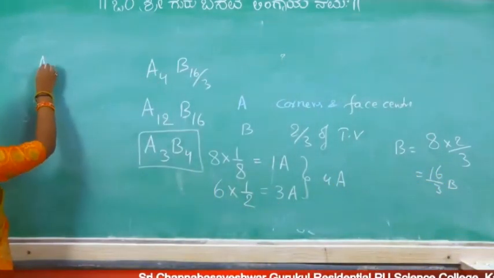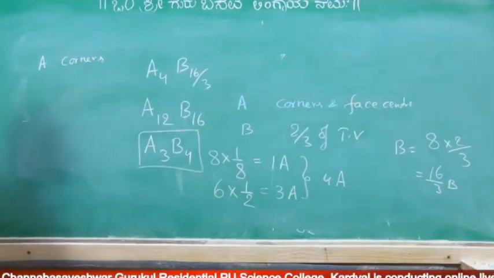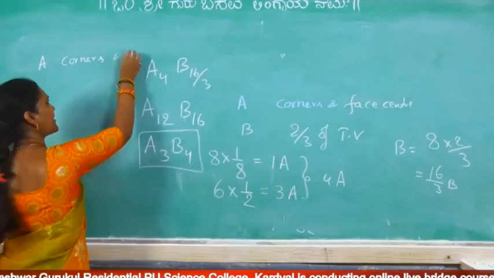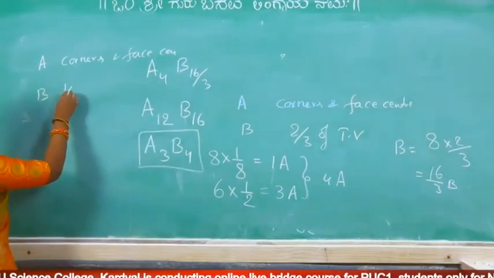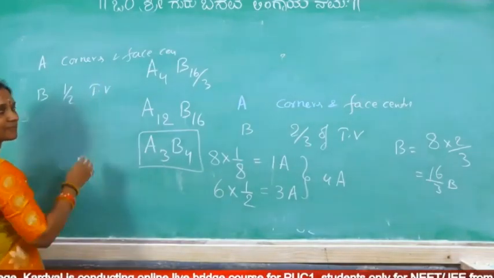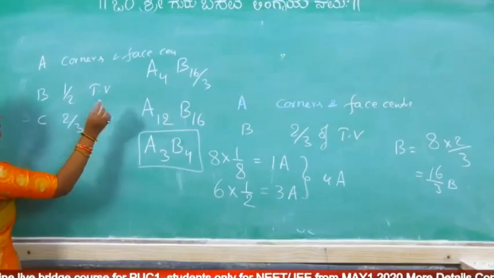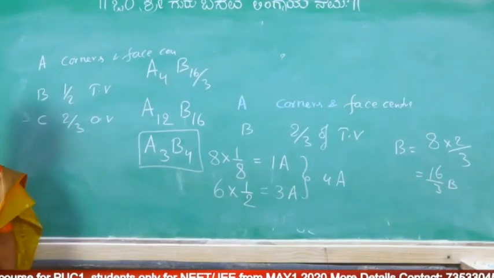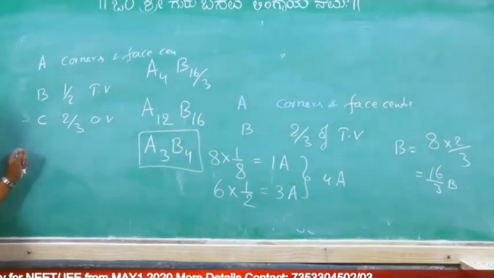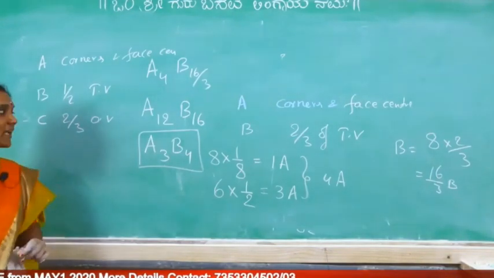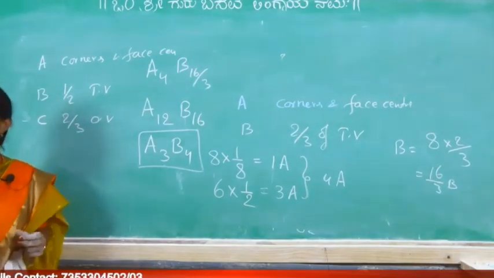Position of A, corners and face center. Position of B, half of the tetrahedral voids. Position of C, 2/3 of the octahedral voids. What is the formula given? A position, corners and face centers. B position, half of the tetrahedral voids. And C position, 2/3 of the octahedral voids. Now what is the formula?